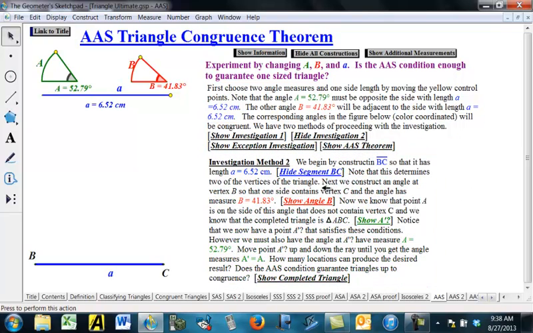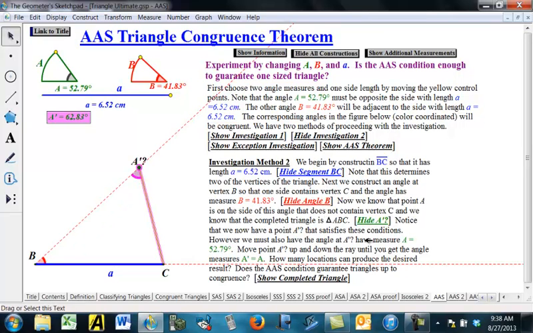So again, we start by drawing our line segment BC and our angle B. So that part's the same this way. But this time we know that A has to go through point C, and what we can do is move this up and down. But notice now what happens, it changes this angle.